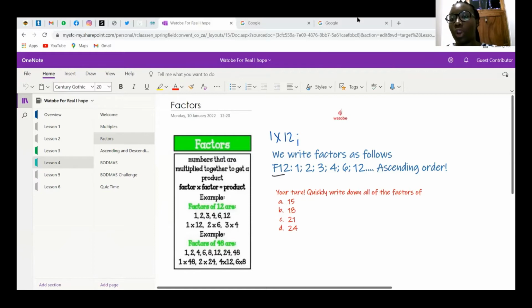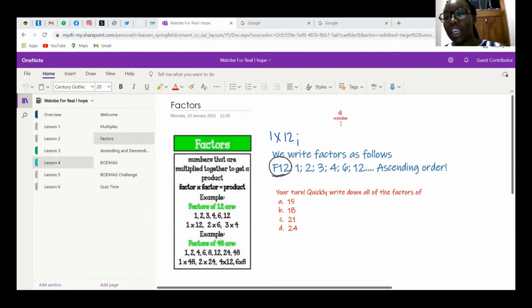Okay, so if we're looking at a number, in this case, we're going to look at 12. Okay, guys, we're going to look at 12. What we're looking for is all the different numbers that we can multiply together that are going to give us 12 without leaving a remainder. Okay, the first of these is 1 times 12.